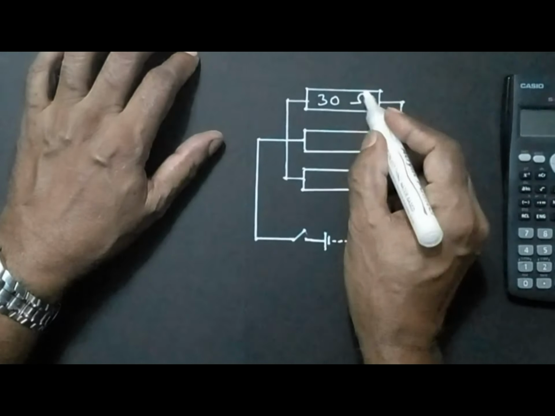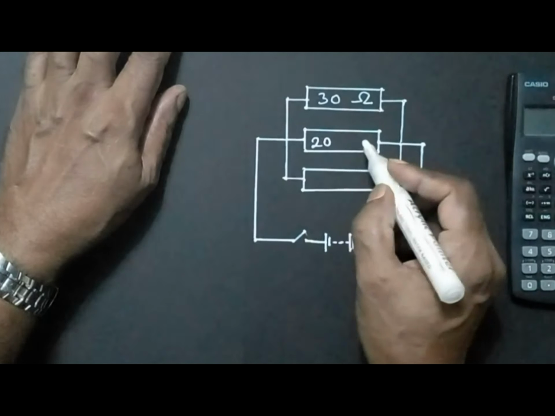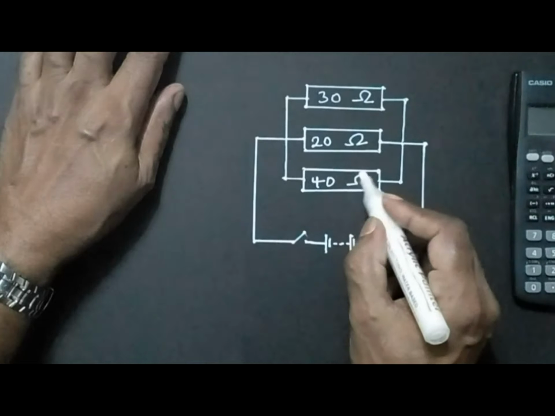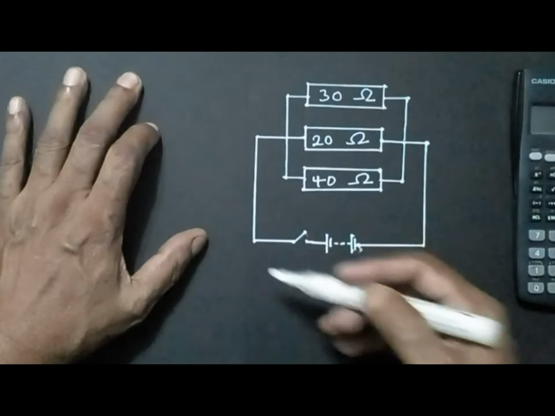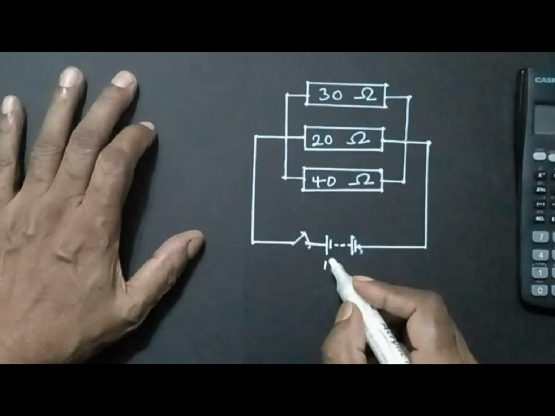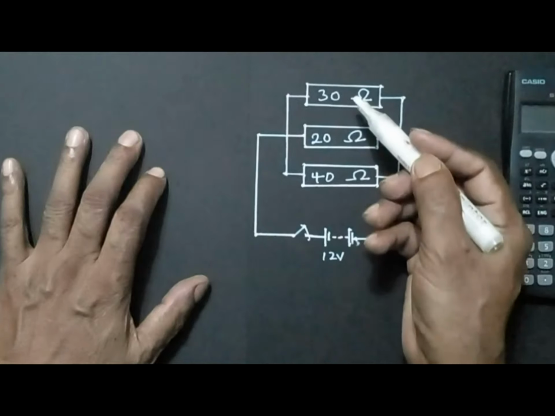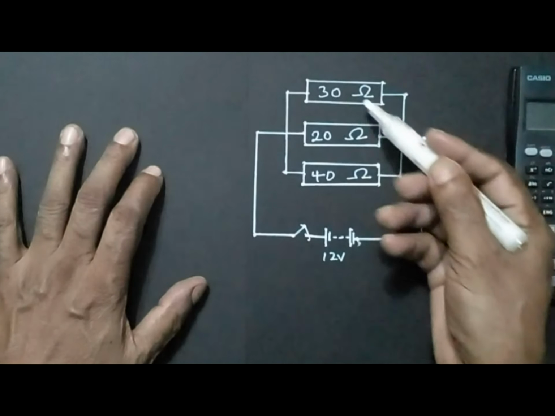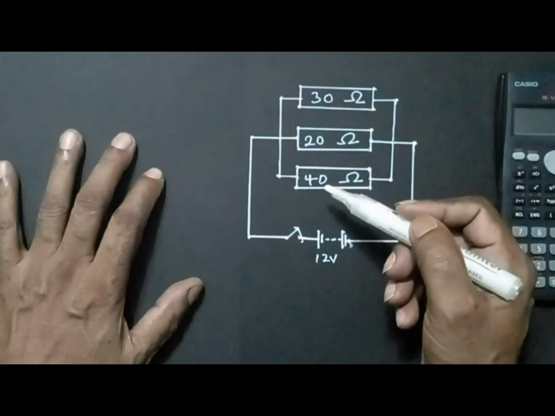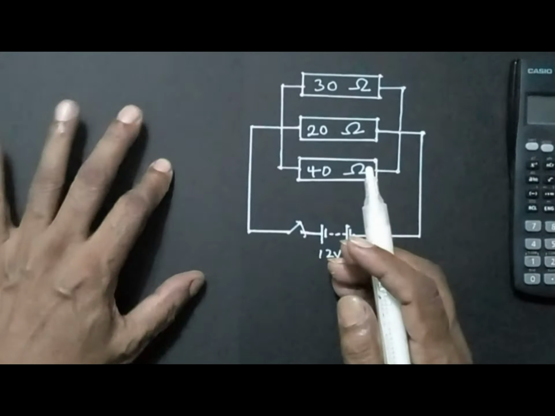This one is 30 ohms. This one is 20 ohms, and this one is 40 ohms. In this circuit, if we close this switch, this is 12 volt DC, of course. So what is the effective resistance of these three resistors in parallel? Or you may say, what is the total resistance of these three resistors in parallel?